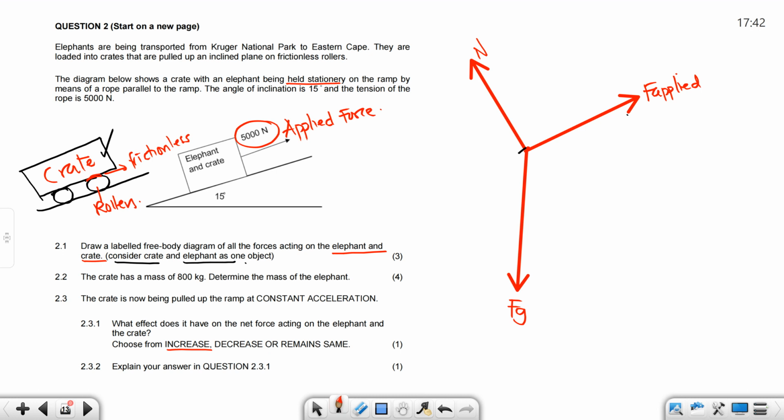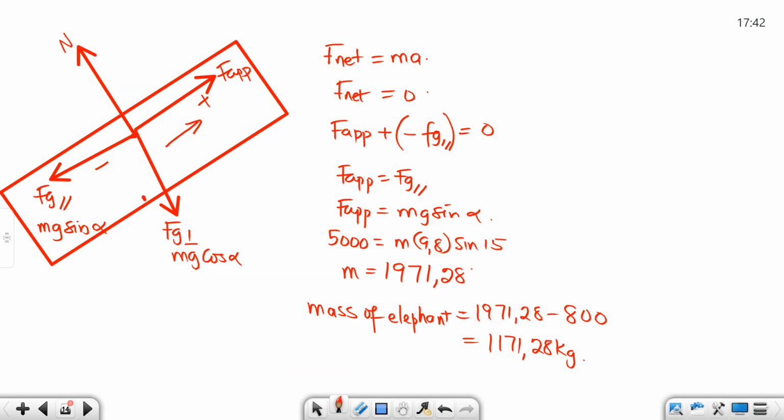Your answer in 2.3.1. Newton's second law. All right. Acceleration is directly proportional to net force. That's what the law says. So a is directly proportional to F net. If a increases, net force will also increase. Guys, some good marks there for us.